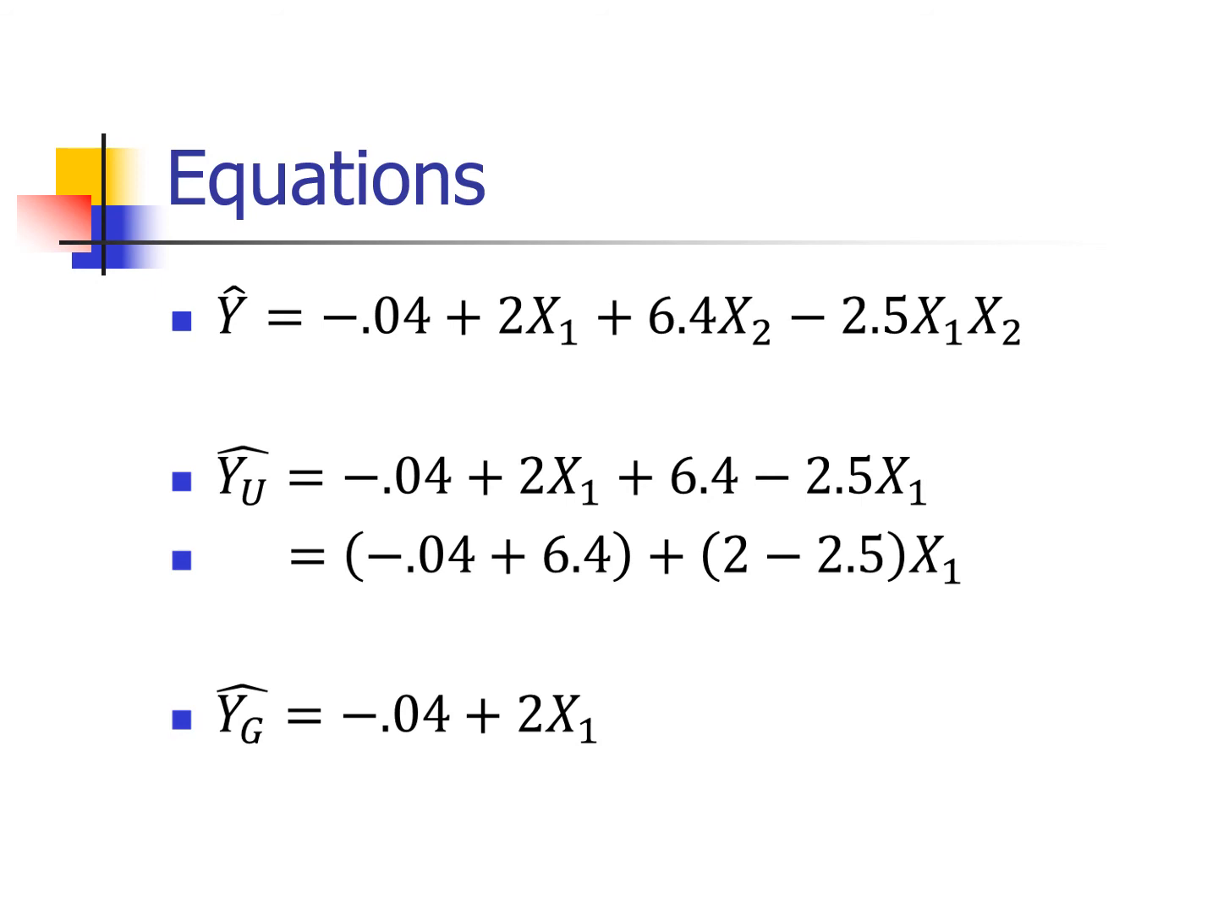And now combine like terms, right? We have negative 0.04 plus 6.4. We have 2 minus 2.5. That 6.4 is the coefficient for the student type variable, and that negative 2.5 is the coefficient for our interaction term. Now, our graduate equation, we just plug a 0 in for x2. So x2 zeroes out, and we're left with just negative 0.04 plus 2x1.